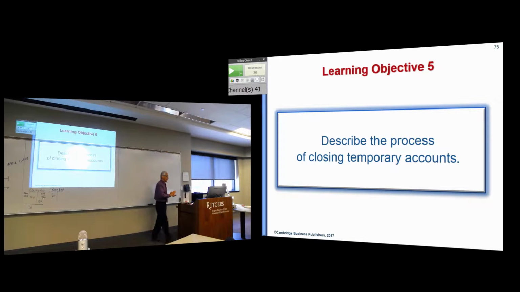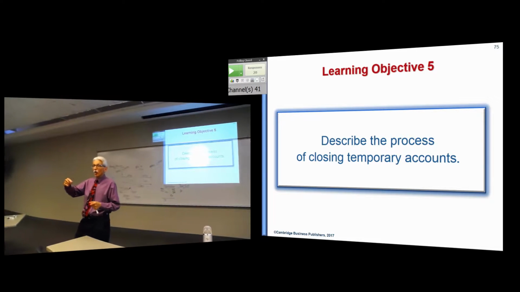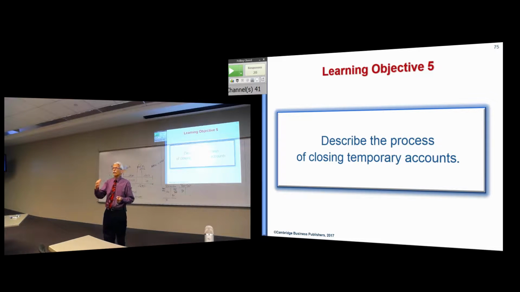What are the temporary accounts? The accounts that are on the income statement are temporary accounts. They survive one accounting period. Now, in some books, dividends are temporary accounts also, and they get closed to retained earnings. In this book, which is not wrong, we debit retained earnings directly for dividends.